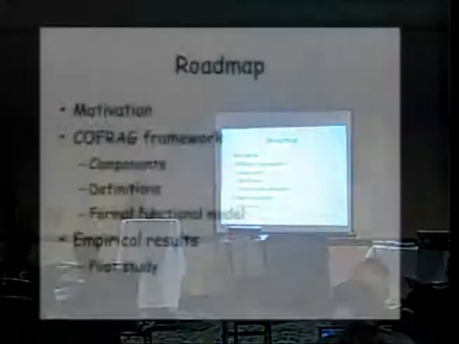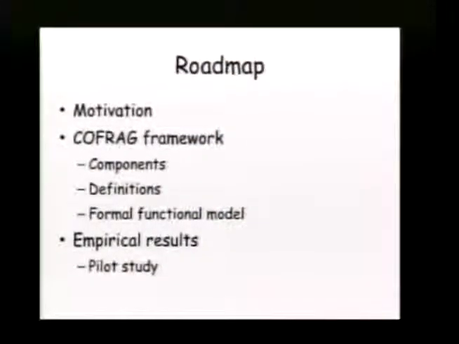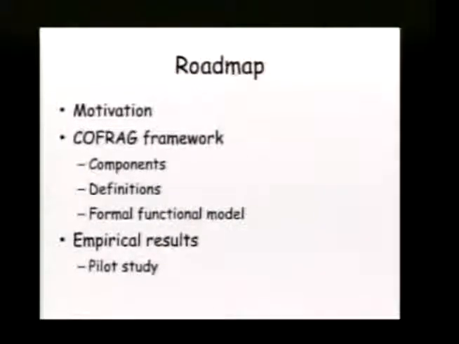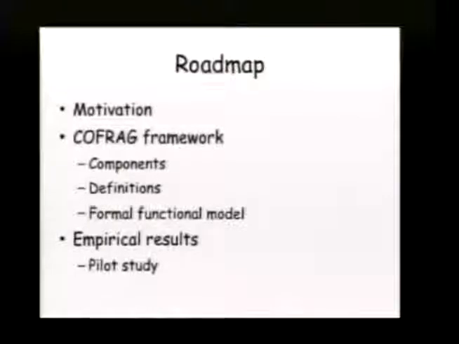Okay, so, here's a roadmap for the rest of the talk. I already went through the motivation. I'm going to talk about the framework. We're going to go through the components of the framework. We're going to go over some definitions that you need to understand what's going on here. And I'll present a formal functional model of taxonomies and heuristics for anti-gravity. And finally, I'll present some empirical results that my colleagues and I have developed through some pilot studies that we have performed.